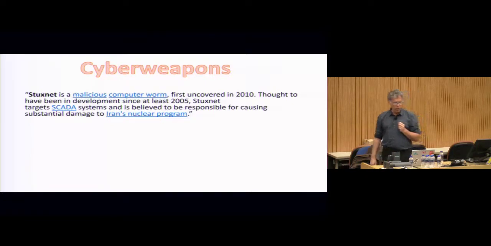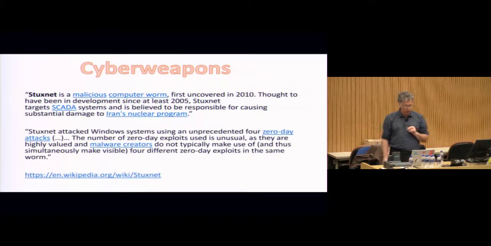So this was a malicious computer worm first uncovered in 2010, and it targets a type of industrial control system, and they believe that Stuxnet was responsible for causing substantial damage to Iran's nuclear program. So if you haven't read up on it, please do. It's on Wikipedia. The amazing thing from the bug standpoint was this worm used 4 unknown zero-day attacks.